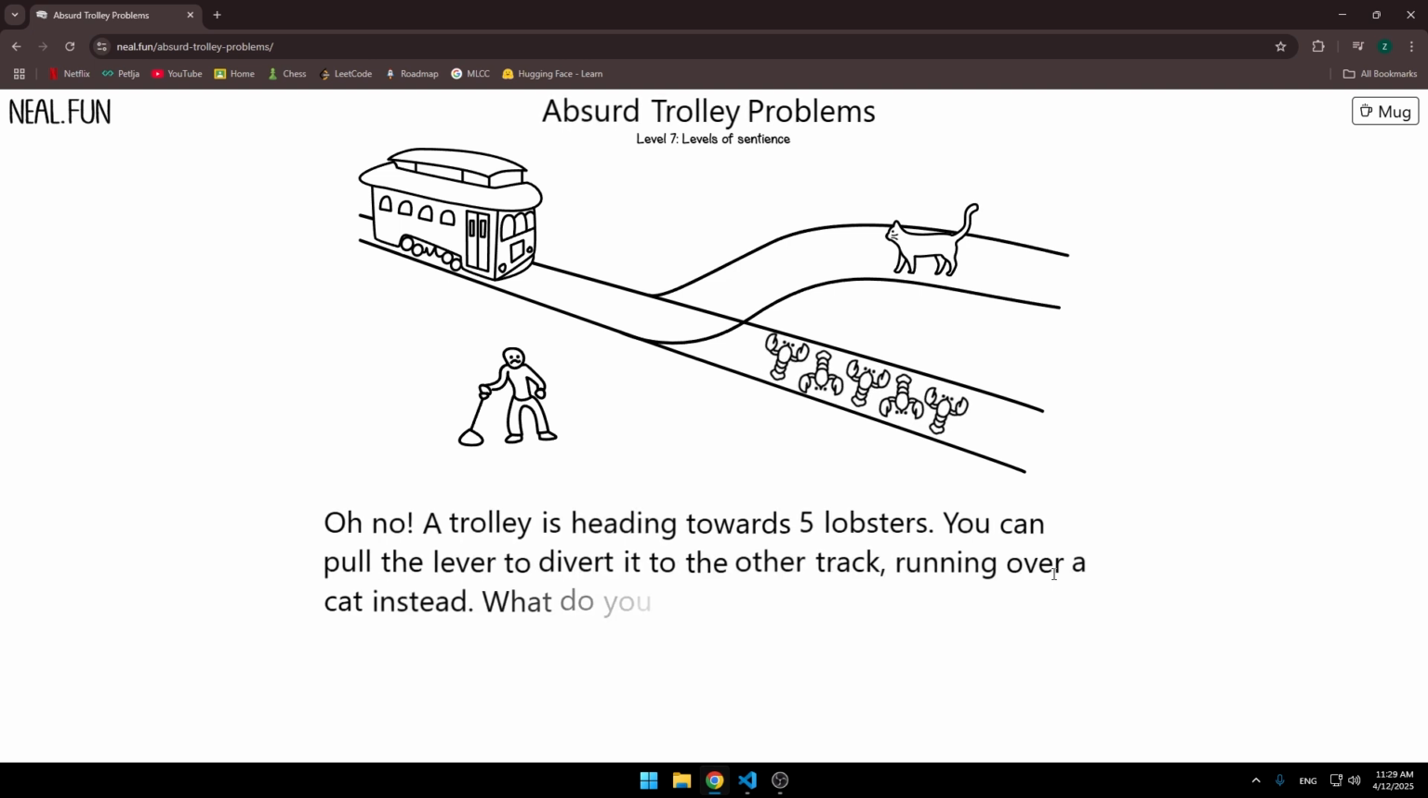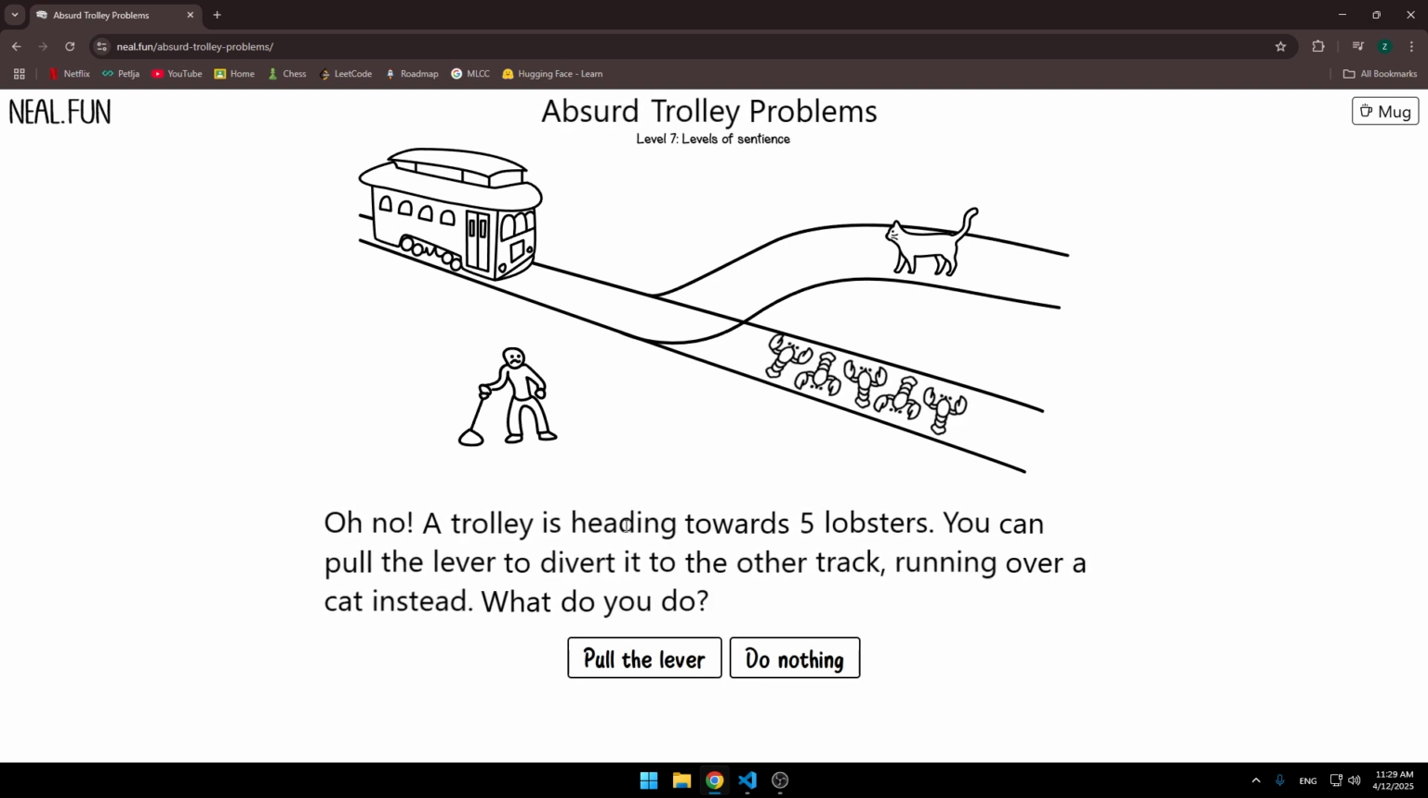Let's go. Level of sentience is the next level. A trolley is heading towards 5 lobsters. You can pull the lever to divert to the other track, running over a cat instead. What do you do? This is an interesting one. I'm killing the cat. I do not care about this cat. 5 lobsters are way cooler. But what does the AI think?